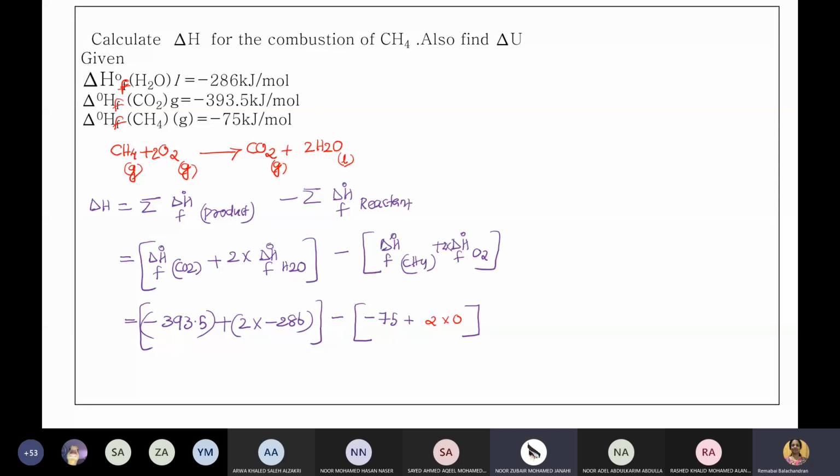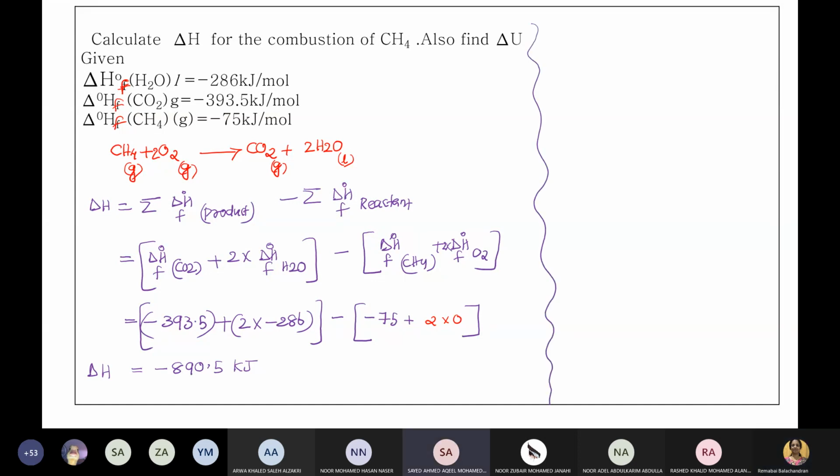Minus 890.5. What's the unit? Kilojoules. Okay, so this is delta H. Now you tell me the next step, please.